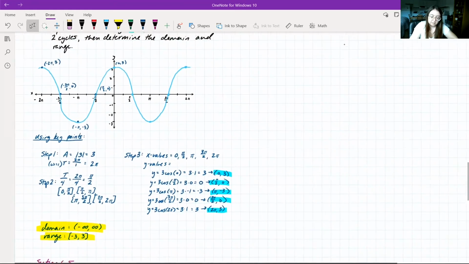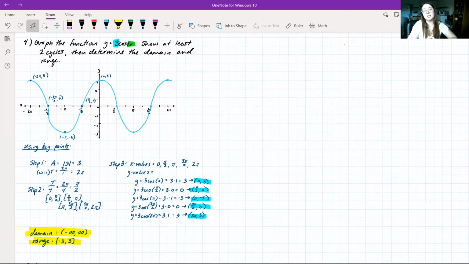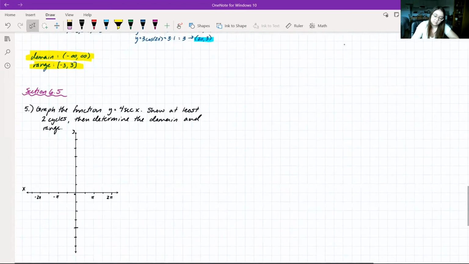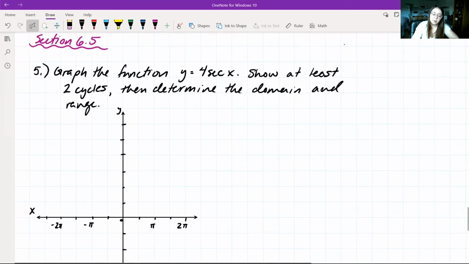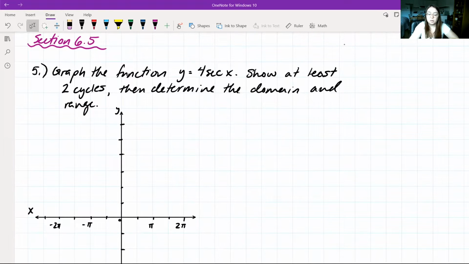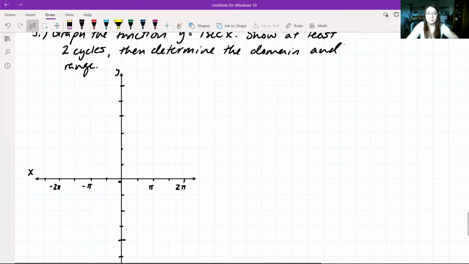So all right, that wraps up our problem 4 there from section 6.4. So now for our last problem, section 6.5, number 5, we want to graph the function y is equal to 4 secant of x. Show at least 2 cycles and then determine the domain and the range. So just like in our last problem, we want to show 2 periods of this, with now our function is 4 secant of x. So we're going to do the same thing as before. We're going to use our key points to go ahead and be able to graph this function.